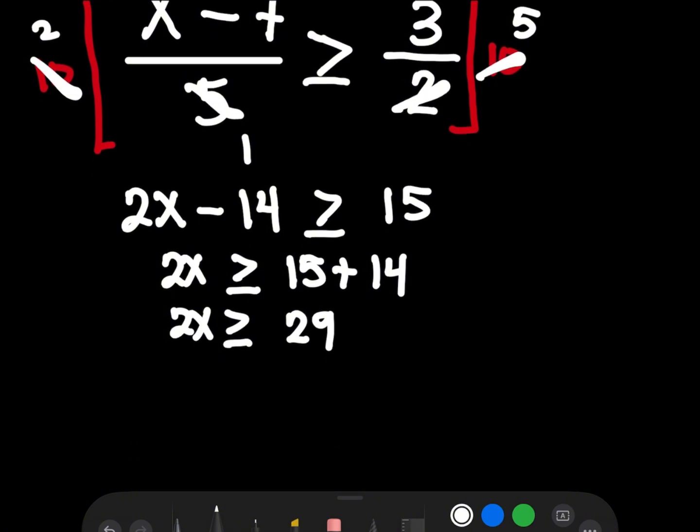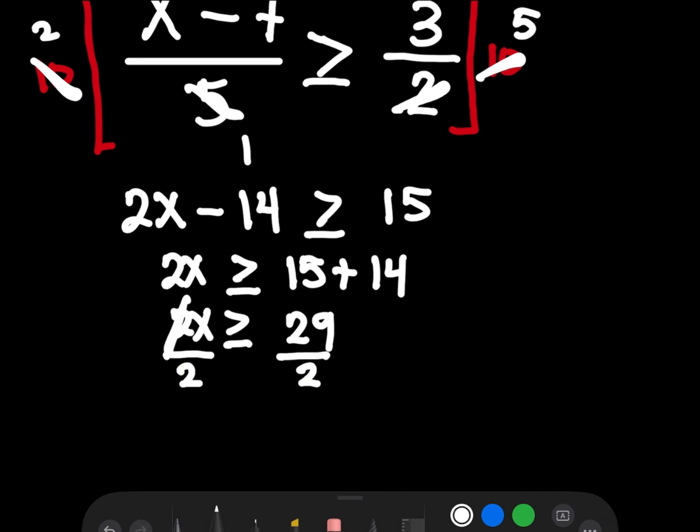Then divide both sides of the inequality by 2. So cut 2. So x is more than or equal to 14 and 1/2.